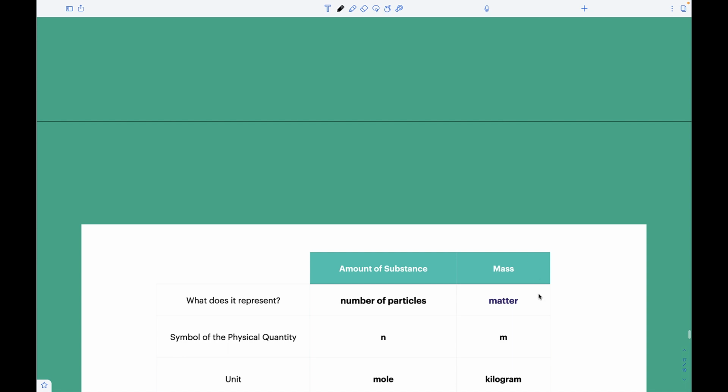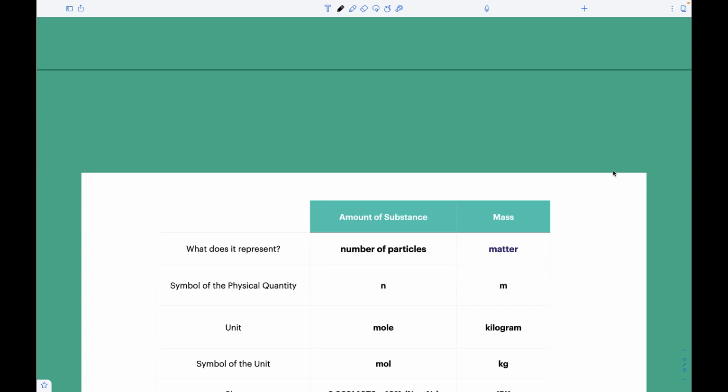Before 1971, in the International System of Units, there were 6 fundamental physical quantities, that is in the SI system, and they are mass, thermodynamic temperature, time, length, luminous intensity, and electric current.